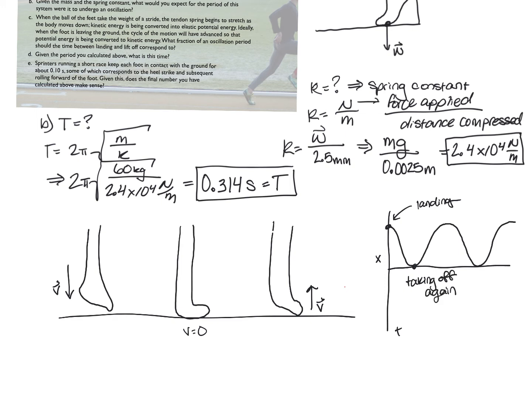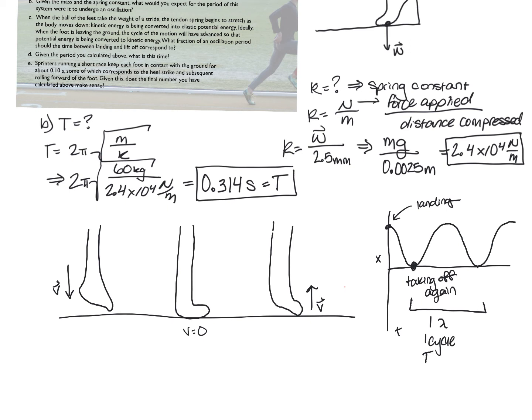If we think about this graph here, one wavelength is from trough to trough or peak to peak. So we'll just do trough to trough because I think that's easier to think about. So this distance here is one wavelength. That's one cycle, right? So ultimately we're looking at the period for this process, from the time you land to the time you land and transition to taking off again. So we're asked to find what fraction of an oscillation period the time between landing and liftoff should correspond to.